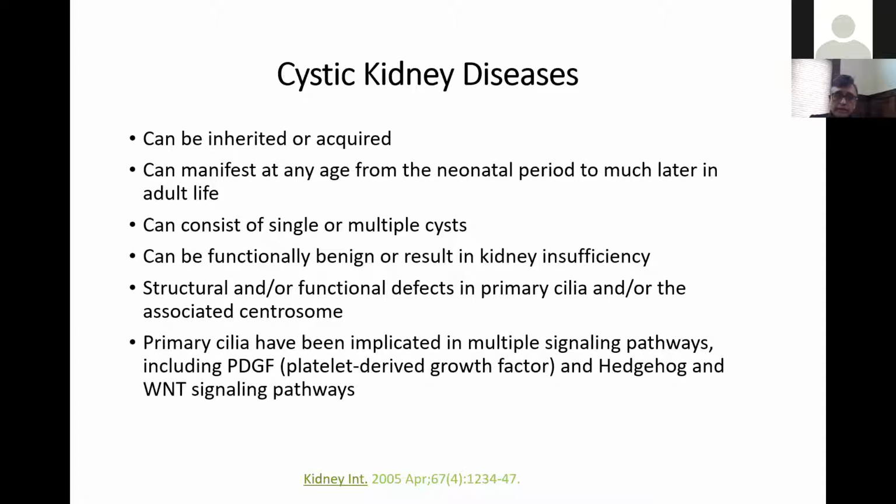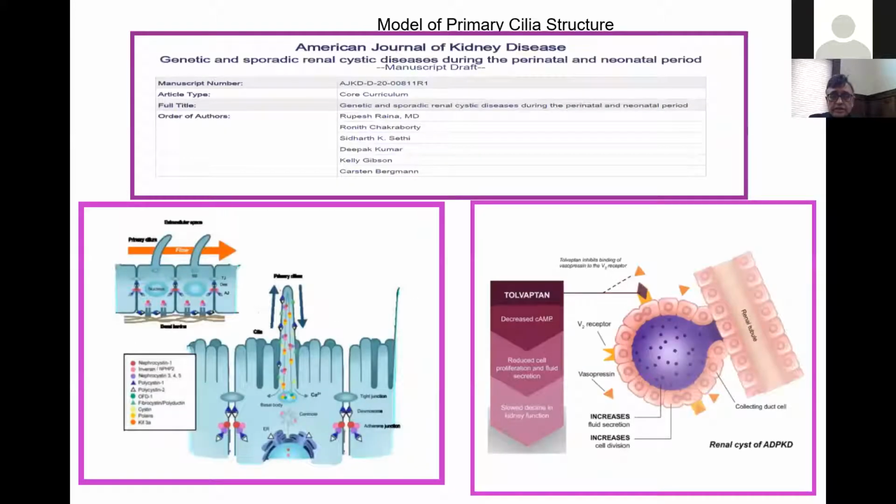It's very complicated. So this is a paper which is coming in AJKD. I will highly recommend it to you all. I did it with Karsten Bergmann and Siddharth. And this is the first time the AJKD took the pediatric genetic and sporadic renal cystic disease. And you can see how these cilia and various kinds of genetic constitutions and proteins, and how the primary cilia could lead with the centrosome to the problem of proliferation and cyst dysregulation.